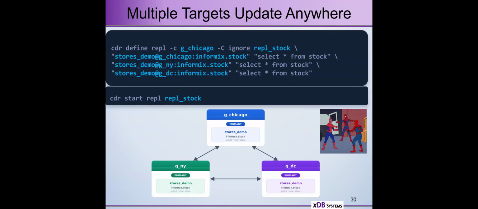So if we want to do multiple targets, we want to have three servers all replicating the table, all you do is add one more line or however many more lines you want to the replication definition command. So you can have it from as many, well, I'm sure there is a limit, but you can have it from multiple servers for the same table the same way or partially.